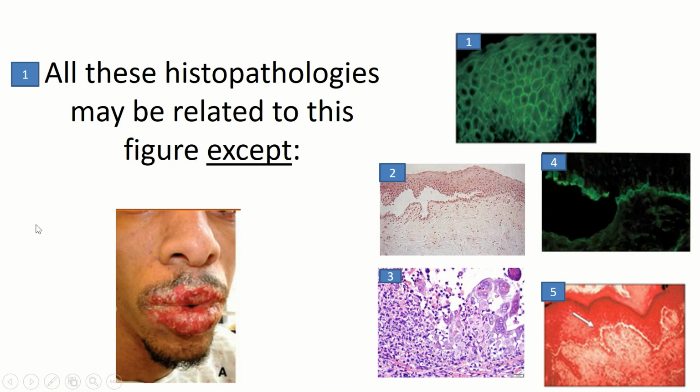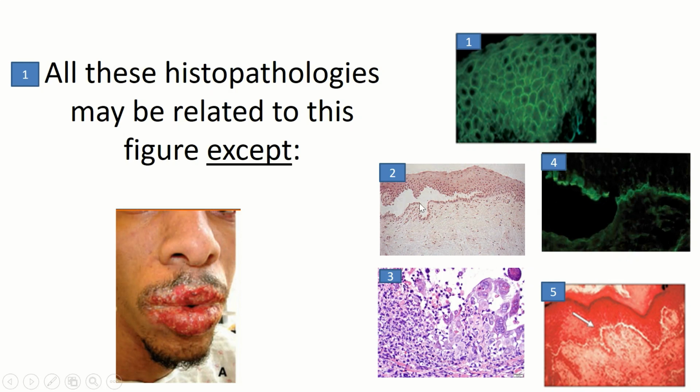Question 1. All these histopathologies may be related to this figure except what? What you see here is a severe stomatitis expanding into the lip, vermilion of lip. So this figure is more indicative of paraneoplastic pemphigus. As you know, paraneoplastic pemphigus in histopathology is an overlap between pemphigus vulgaris, lichen planus, and erythema multiforme.